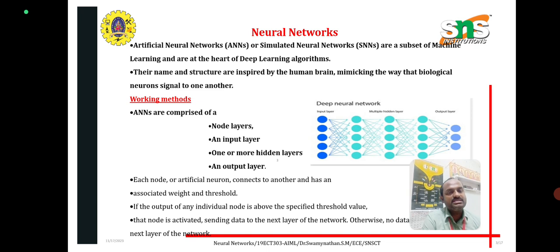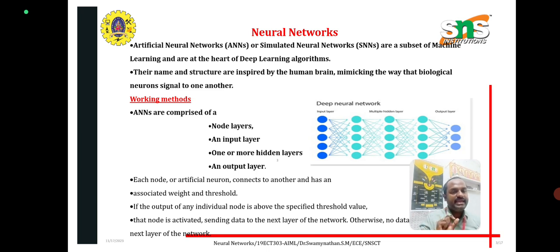The node layers are divided into three: one is the input layer, another is the hidden layer, and the last one is the output layer. Each node, that is an artificial neuron, is connected with one another and associated with a weight and a threshold value. For example, first the input node transfers the signal to the hidden layer.